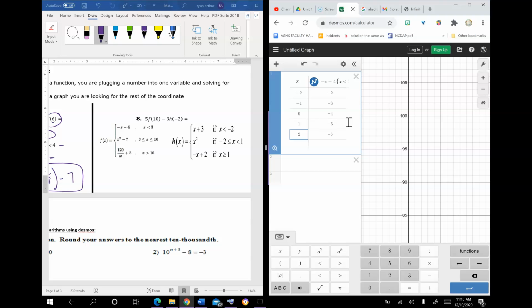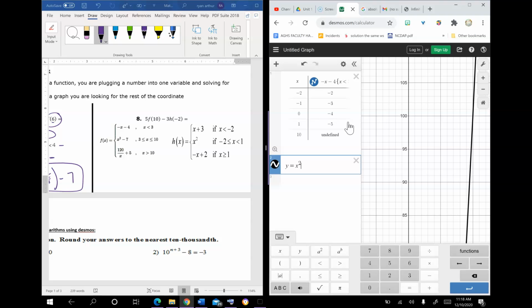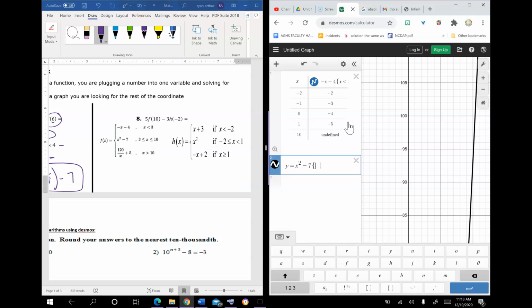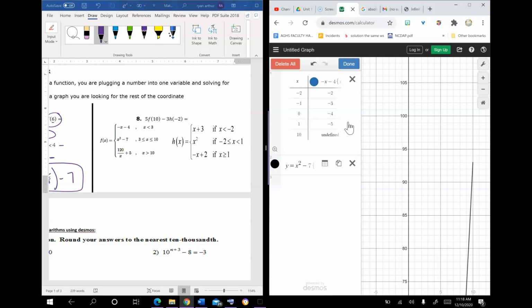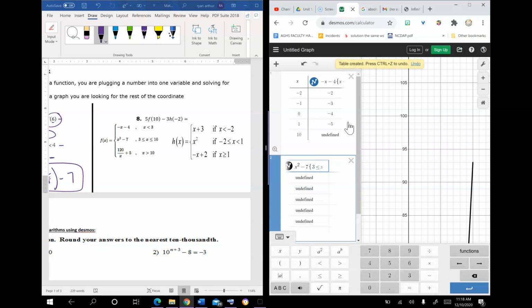There we go. So 10's not up there, so I want to delete it and put 10 up there. Well, the first one can't be 10, so let's keep going. y equals x squared minus 7, curly brackets, and it's going to be 3 is less than or equal to x, which is less than or equal to 10. Make it a table. I need to see where 10 fits in here.